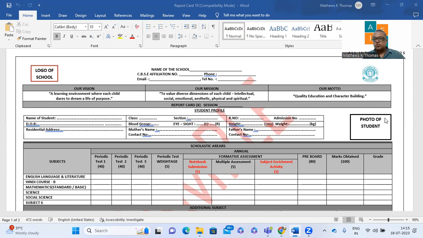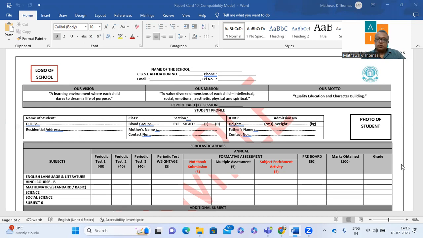The photograph of the student can come here. As I said, these are all suggestive. We can modify it. Name of the student, date of birth, address, the class, blood group, the eyesight, mother's name, contact number. Here the roll number, height, weight, father's name, and contact number. So basic details of the parents are there. So it's an exhaustive report card.